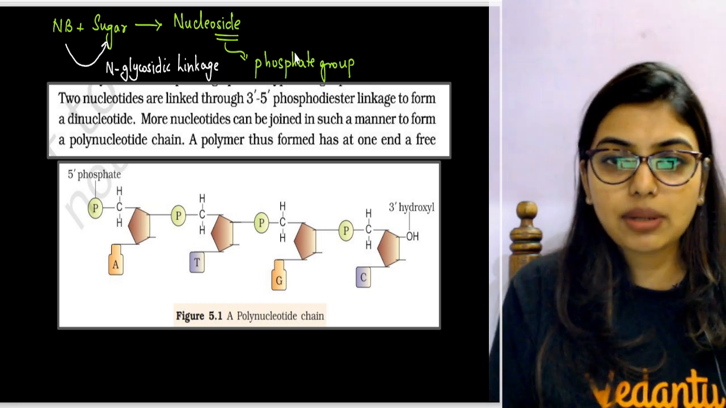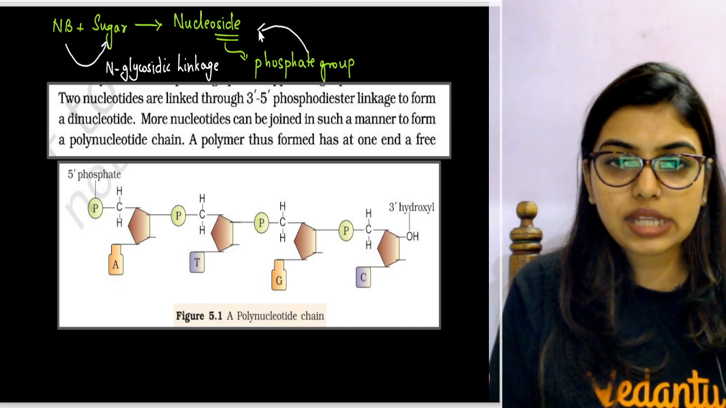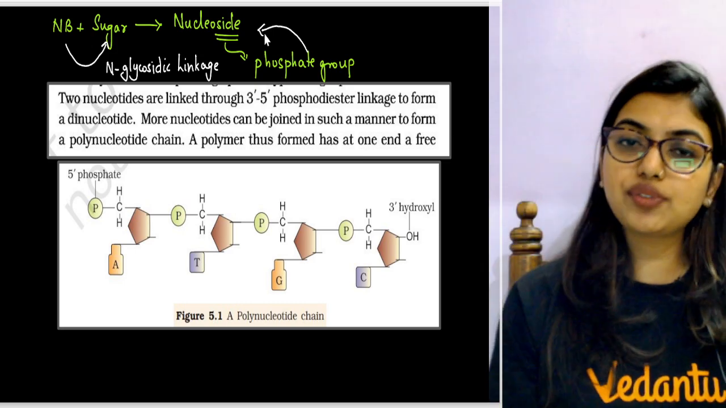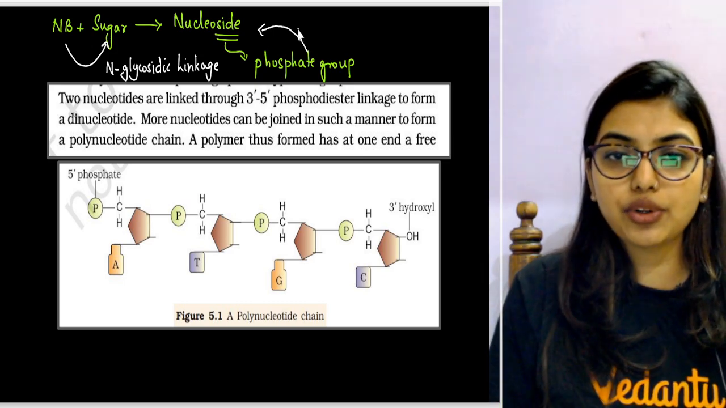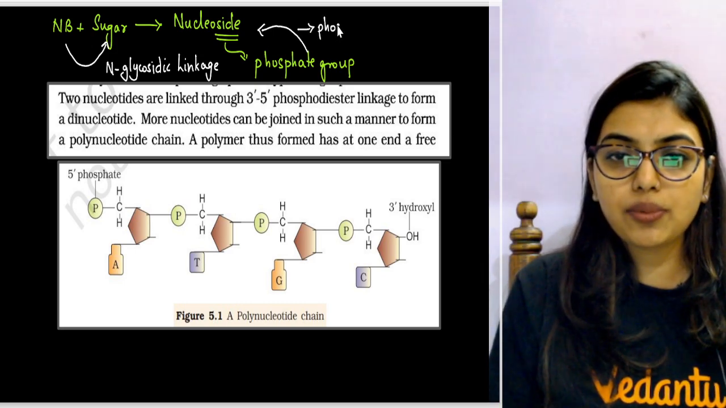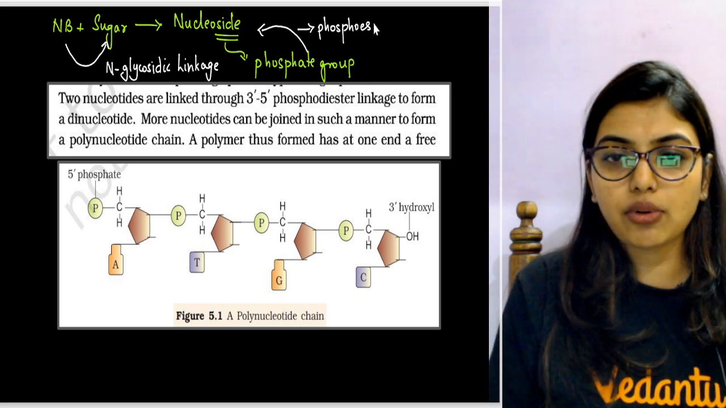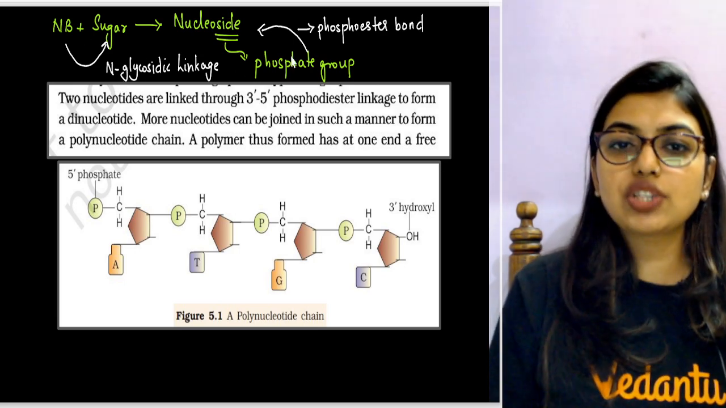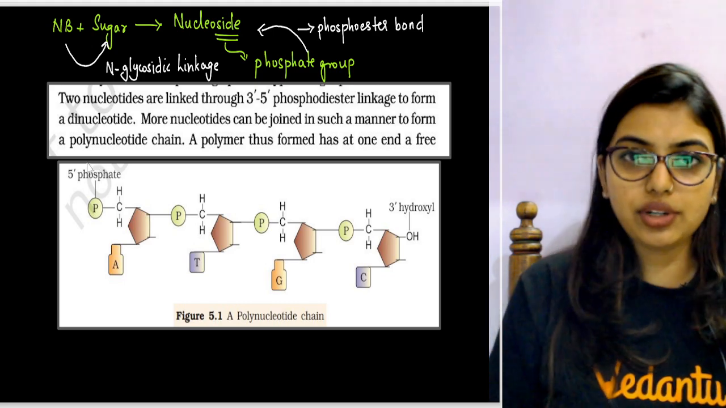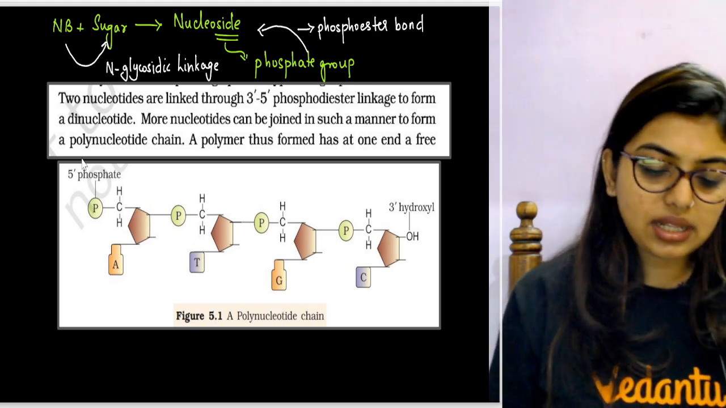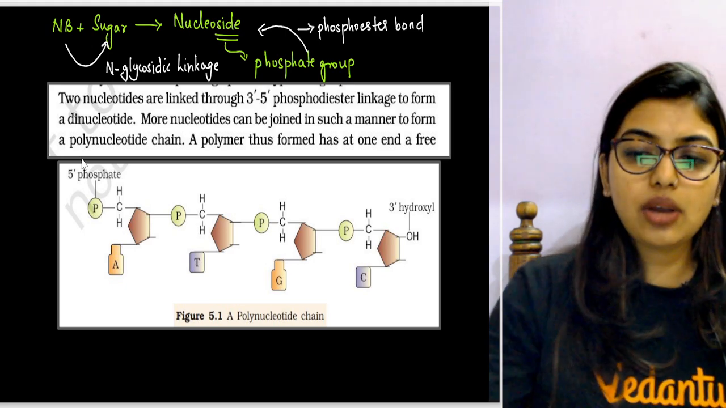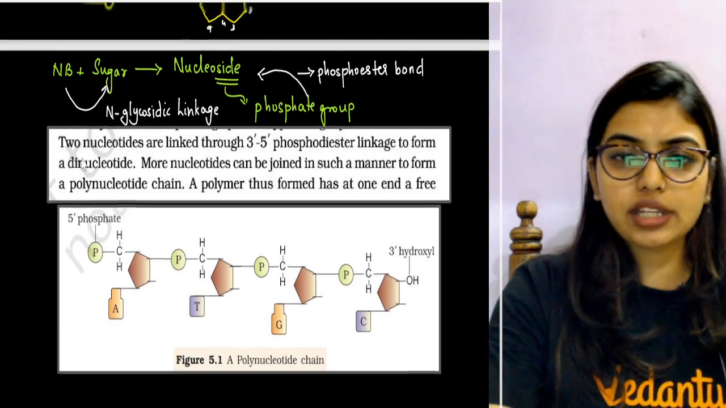Now nitrogenous base plus sugar is equal to nucleoside. When the phosphate group has to combine with the nucleoside, they are going to bind with a phosphoester bond. Very simple, students. See, glucose, glyco, sugar, glycosidic linkage. Phosphate, phosphoester bond. If you remember this, then everything else is going to be easy. Got it? This bonding is clear, no?